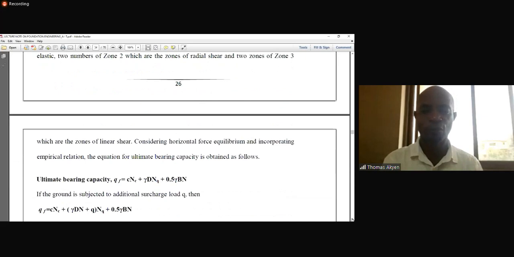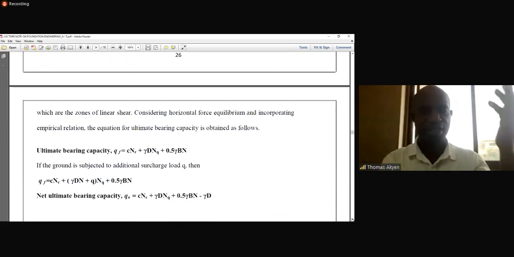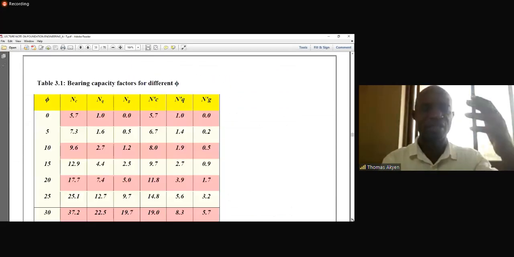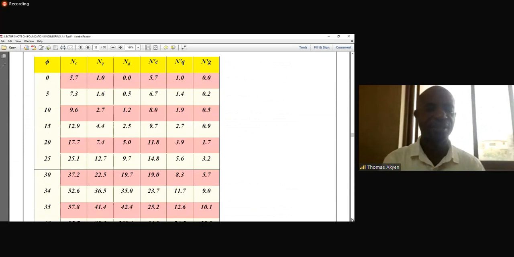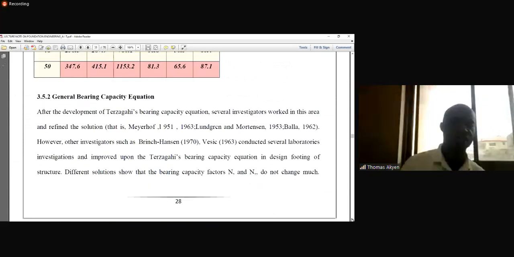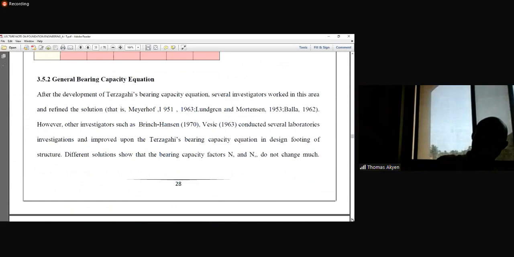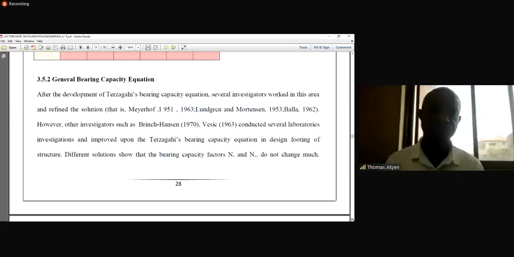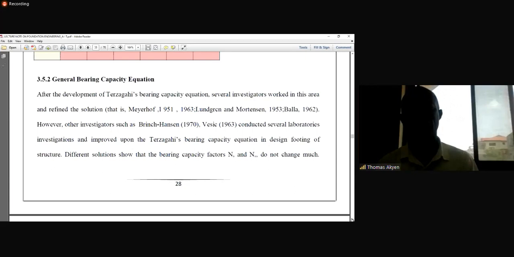Considering the horizontal forces, we talked about all these equations the other day, and this one is just a glance through what we did the other day. And we were also coming to the general bearing capacity equation. After the development of Terzaghi's bearing capacity equation, several investigators worked in this area and found solutions. That is Meyerhof 1961, Lundgren and Mortensen 1953, Bella 1952.